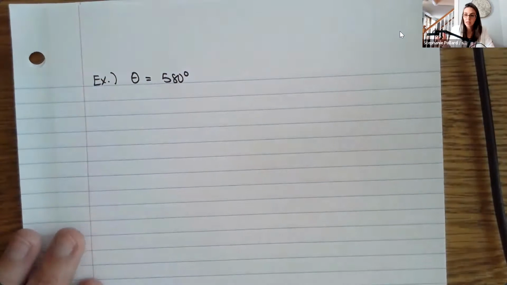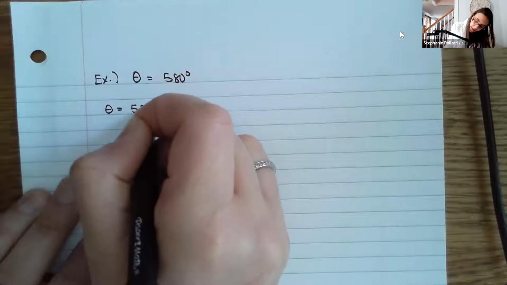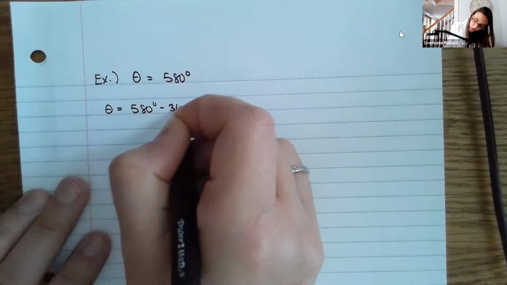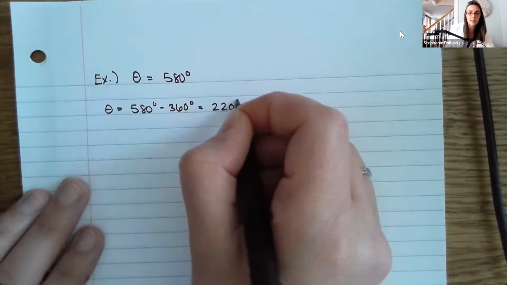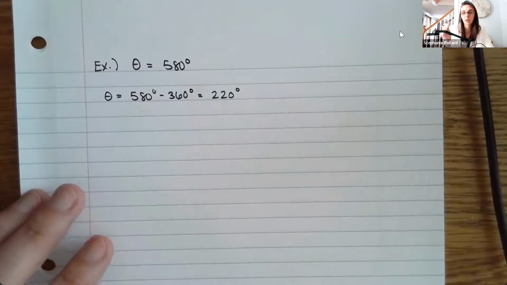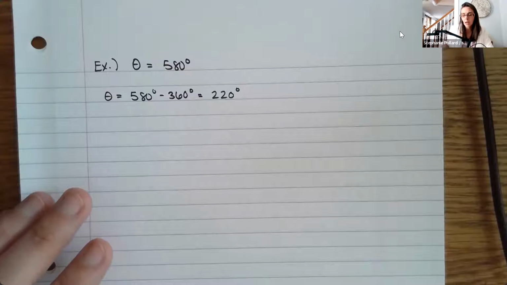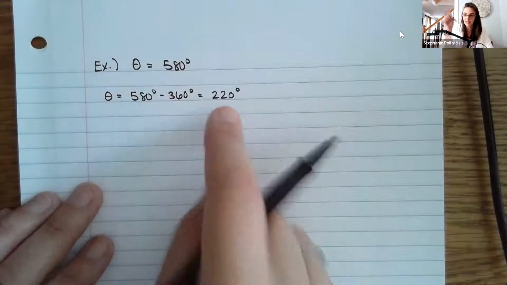What I would recommend doing here is, first of all, getting it between 0 and 360. So what you can do is take that 580 degrees and subtract out 360 degrees. And you're left with 220 degrees. So basically, you're just taking out that extra rotation that you don't need because your terminal side is still going to be the same. And you want to do that process as many times as you need to get something that only has one rotation.